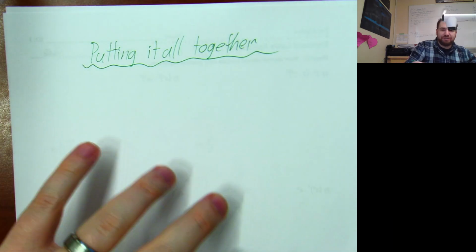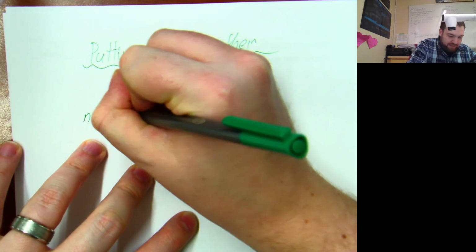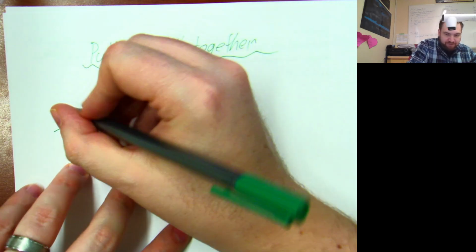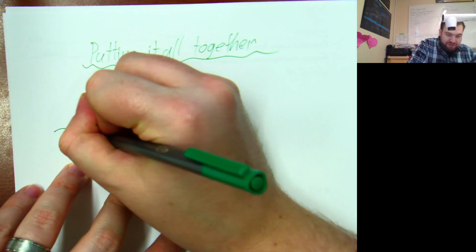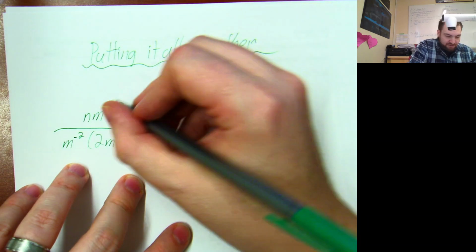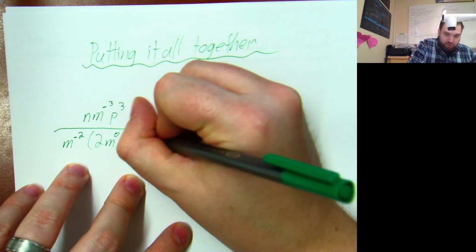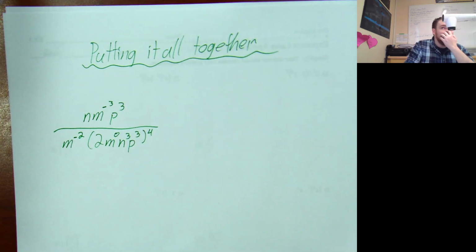So the question we're gonna look at is this: n m to the negative 3 p cubed over m to the negative 2, all to the power of 4, over 2 m to the 0 n to the 3 p cubed, over 4. That's the question. Write that sucker down, and then we're going to do it. It's going to be great.